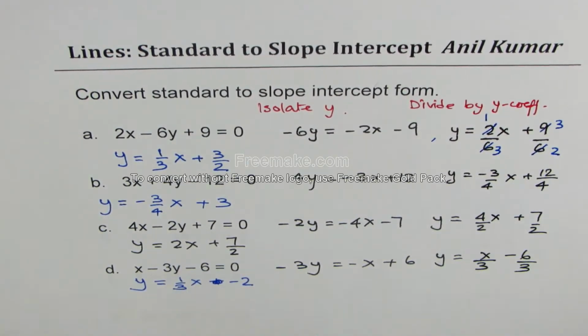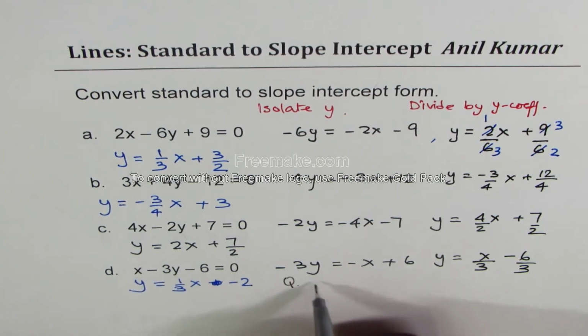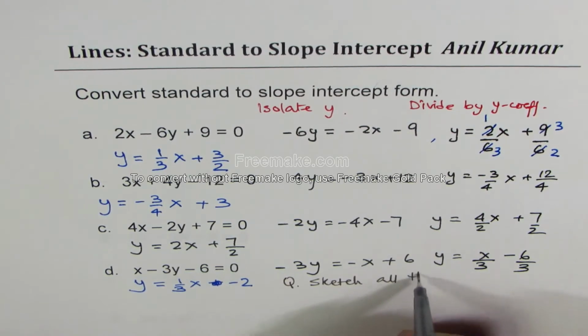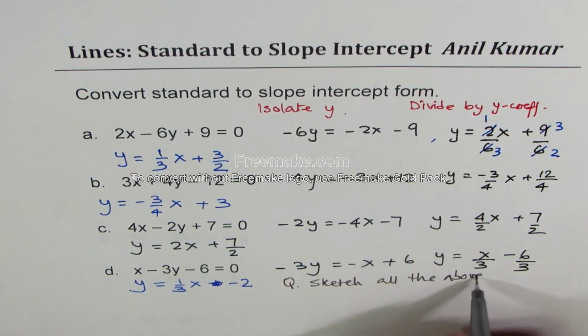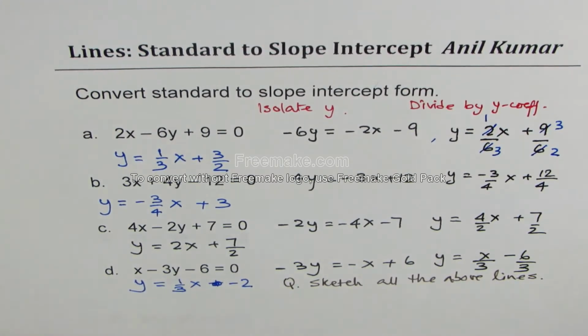Now, we have done this exercise. After this, find the slope, which is the coefficient of x, and the y-intercept, and try to sketch the lines. Okay, so your exercise now is to sketch all the above lines. I hope that gives you good practice and understanding of how to write the equation of a line in standard form into slope-intercept form.